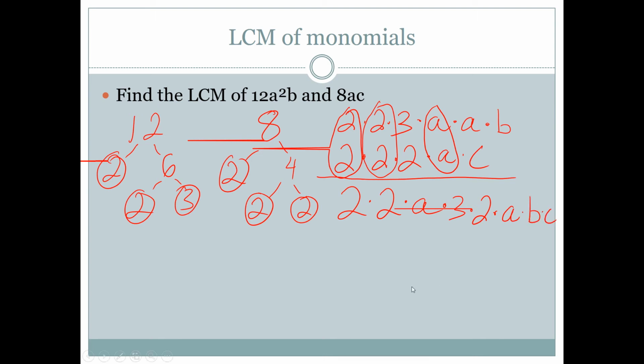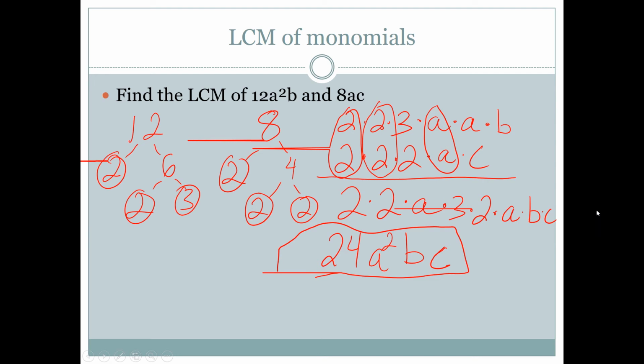So now we just multiply everything together. 2 times 2, that is 4. 4 times 3, that is 12. 12 times 2, that is 24. Let's check that one more time. 2 times 2 is 4. 4 times 3 is 12. 12 times 2 is 24. What about a times a? A times a, that is a squared. B, there's only one b, so just b. And then c, there you go. So our LCM here is 24 a squared times b times c.